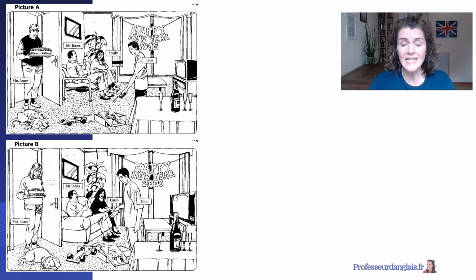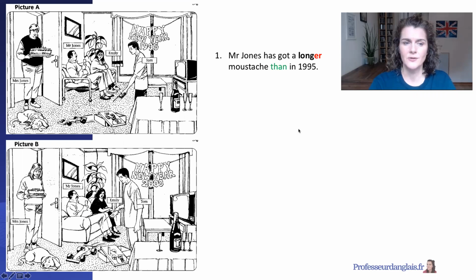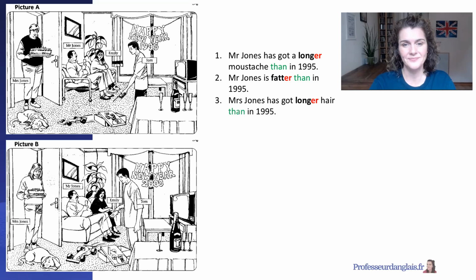Well done. Let's see how you got on. I will share some of my sentences. So let's look at picture B, 2000. We can see that Mr. Jones has got a longer moustache than in 1995. In picture B, we can see that Mr. Jones is fatter than in 1995.